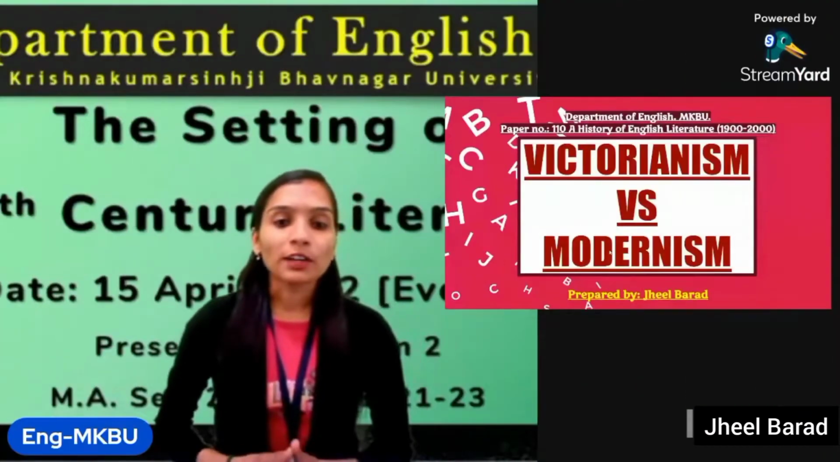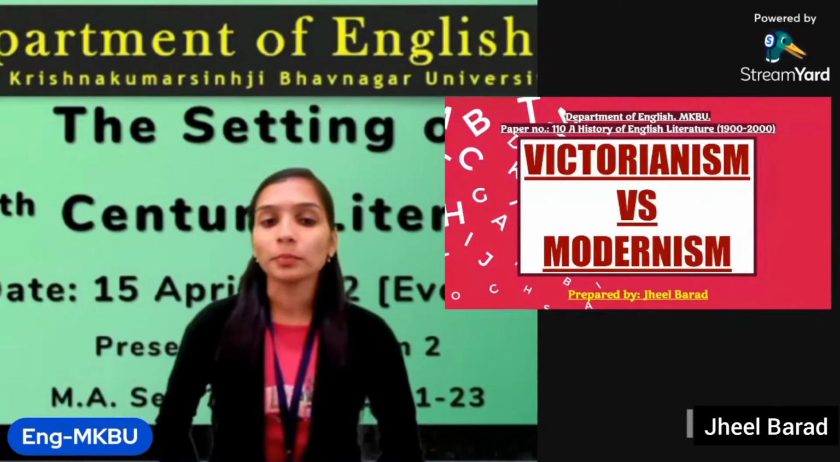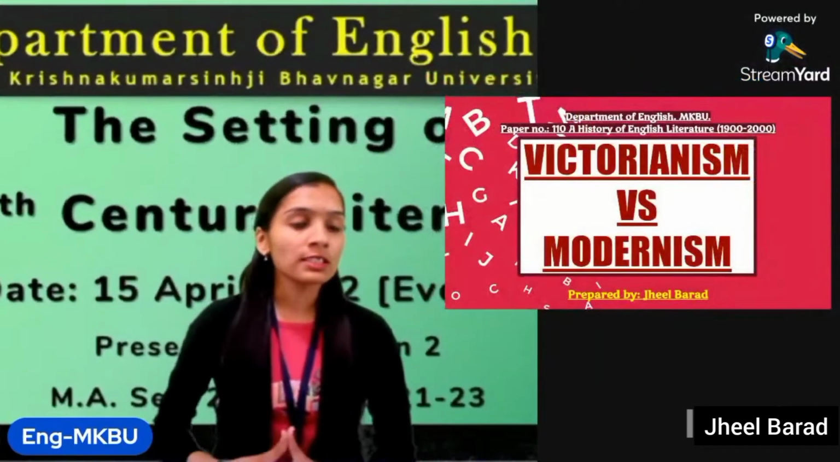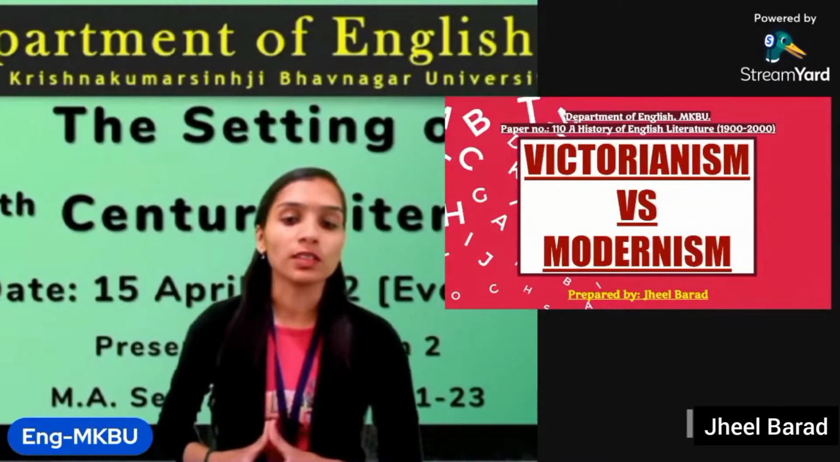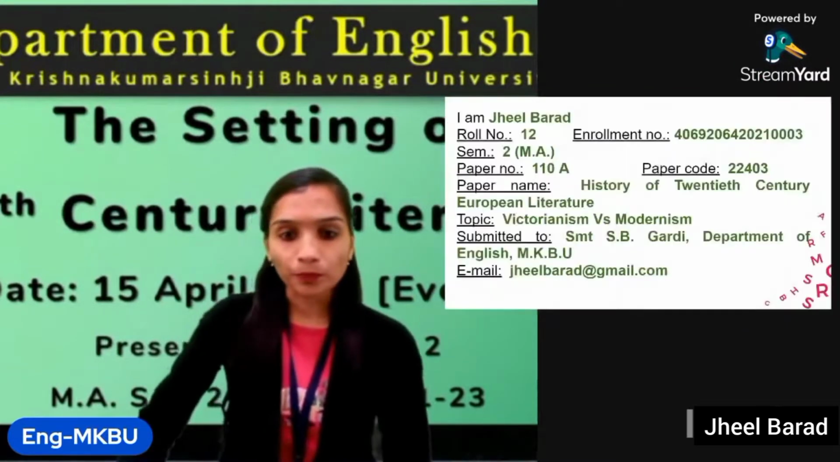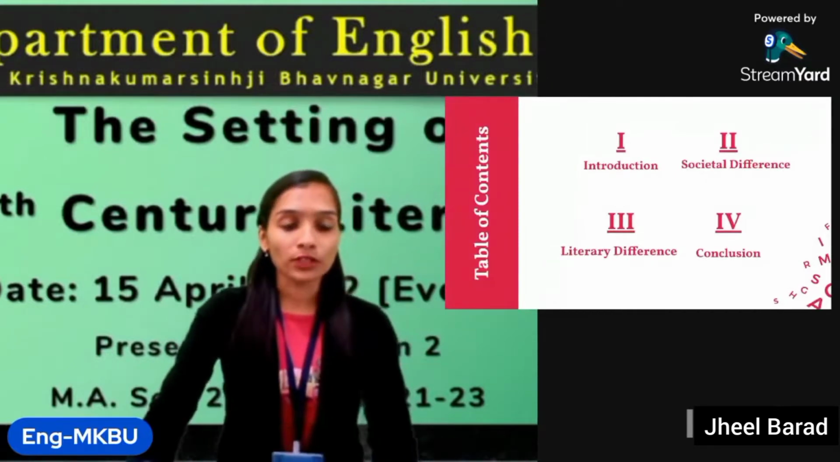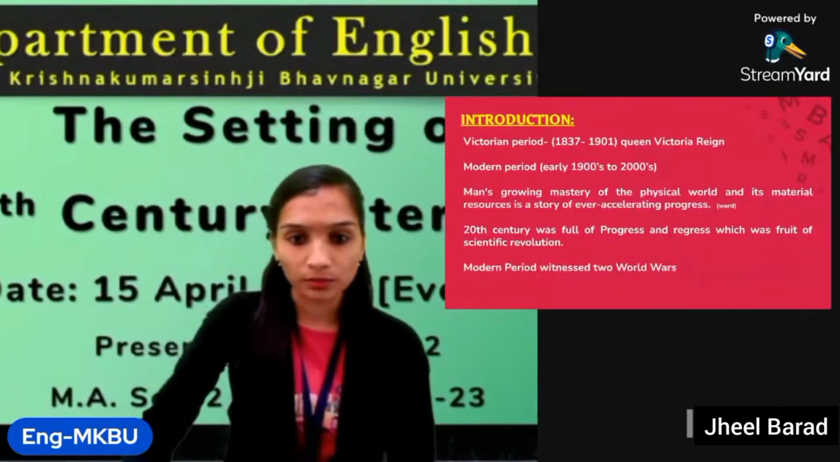Good afternoon, everyone. Today's presentation, from the paper "A History of English Literature," is a comparison between, or a difference between, Victorianism and modernism. This is my information. These are the table of contents: introduction, societal difference, literary difference, and conclusion.